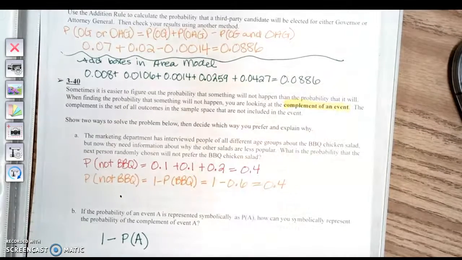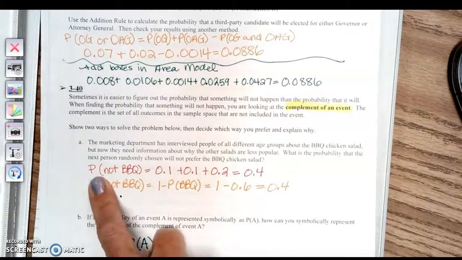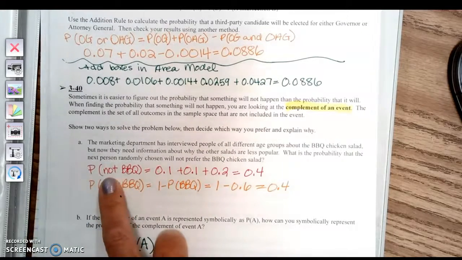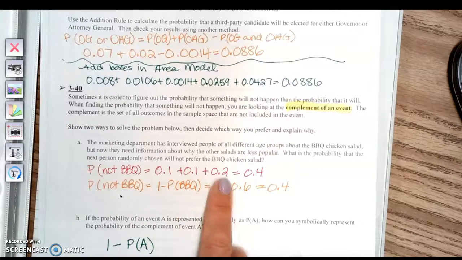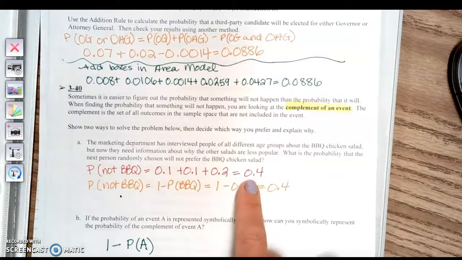So for part A, it says the marketing department has interviewed people of all different age groups about the barbecue chicken salad. But now they need information about why the other salads are less popular. What is the probability that the next person randomly chosen will not prefer barbecue chicken salad? So we say the probability that they will not like the barbecue, you fill in all of the boxes, add them up.